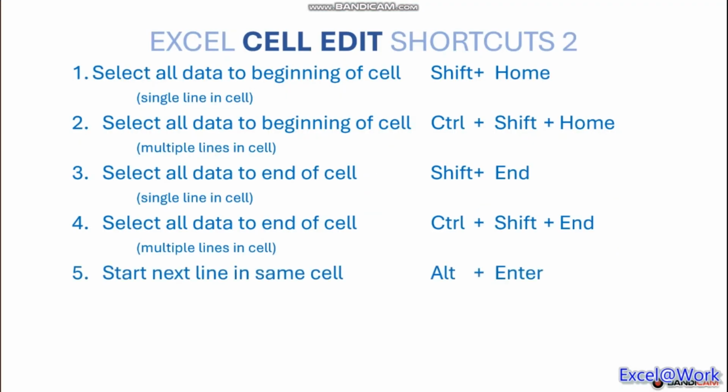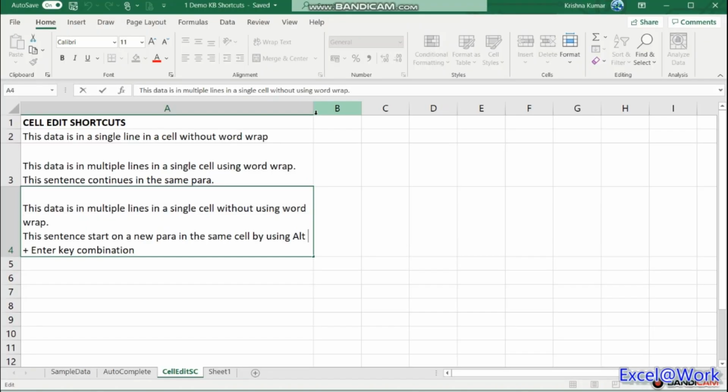Start next line in same cell, alt enter, which we have been doing here. I'll again show it to you how it is done. After the end of the line, we want to go to the next sentence, that is the next para in the same cell, use alt enter. So for example, this is the first line, and then you want to go to the next para in the same cell, use alt enter and type this is the second para.